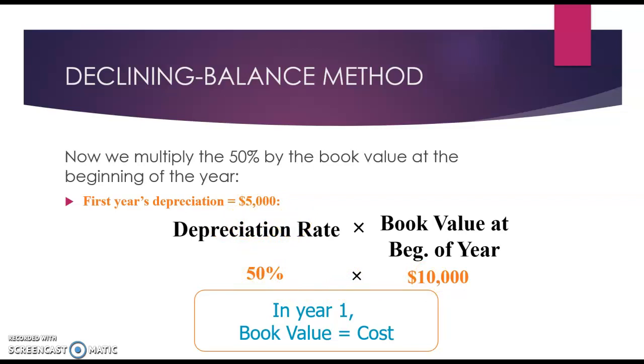So if you remember from the previous video, when we calculated out straight line, that was $2,250 per year of depreciation. Here, on year one, we're taking a whole $5,000 of depreciation. So you can see there's a lot more to be taken at the beginning.